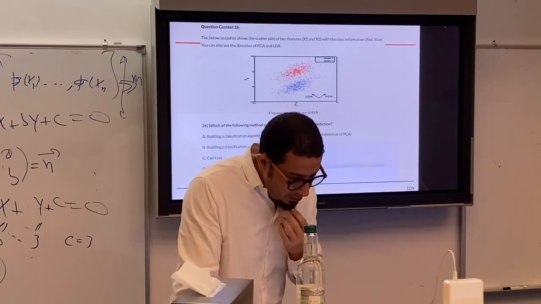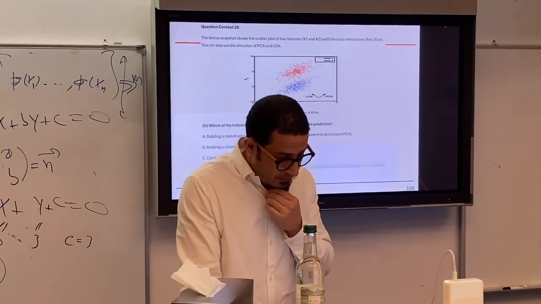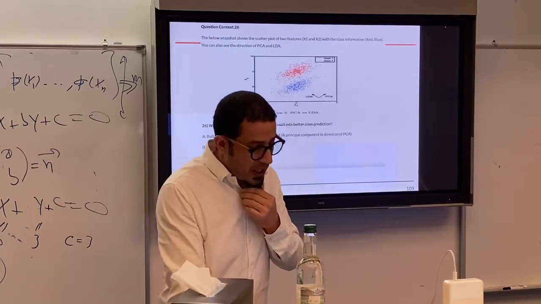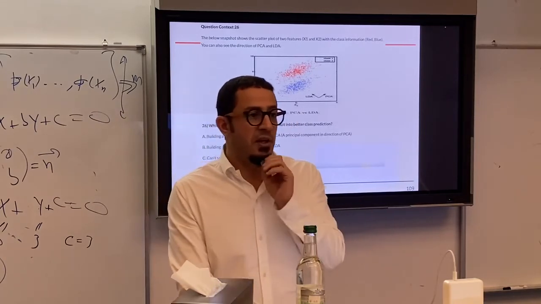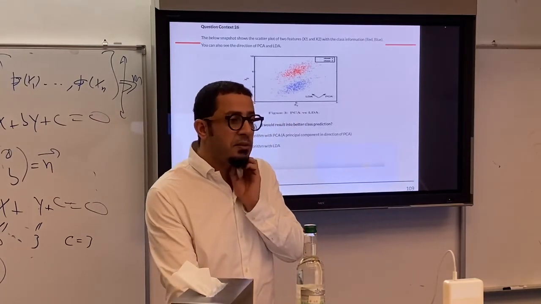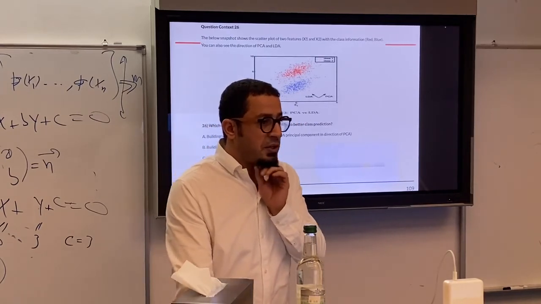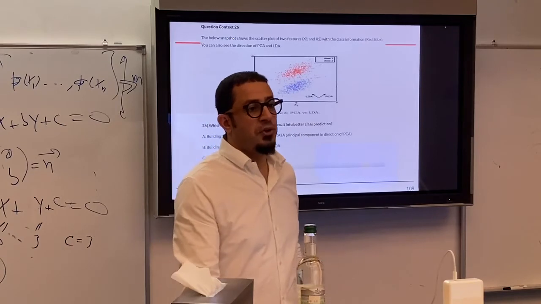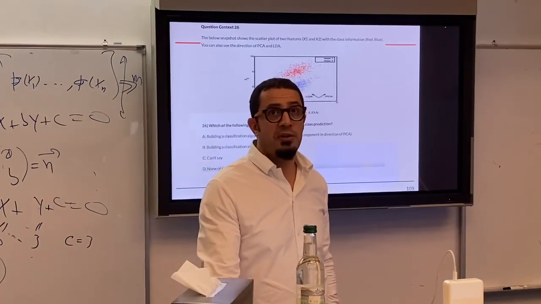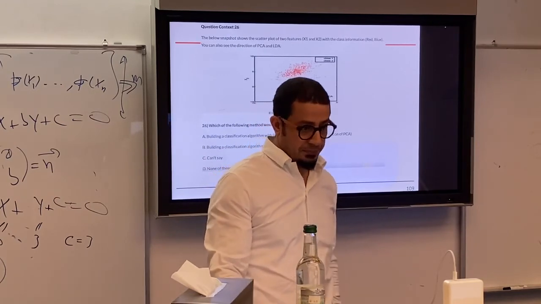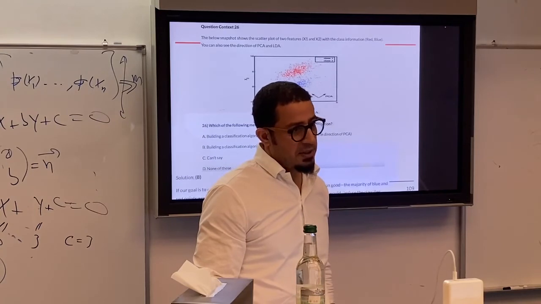Which of the following methods will result in better class predictions? If you use LDA, you get this direction. If you use PCA, you get this direction. It's shown on the plot. For sure, PCA is not the right one to classify. Even LDA is a little bit off, yeah, B.